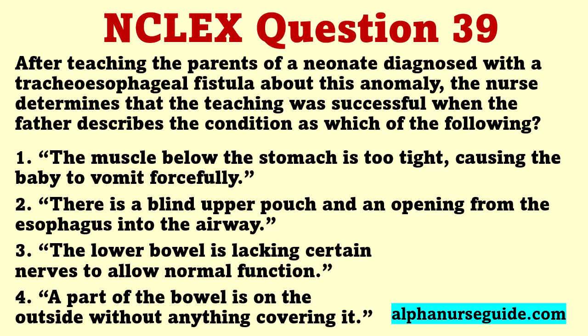The correct answer is 2. Although a TEF can include several different structural anomalies, the most common type involves a blind upper pouch and a fistula from the esophagus into the trachea.